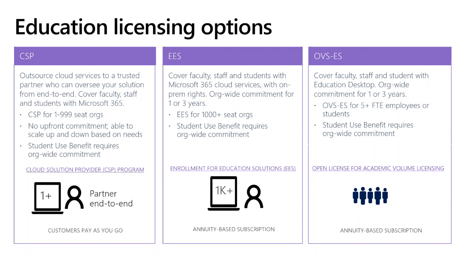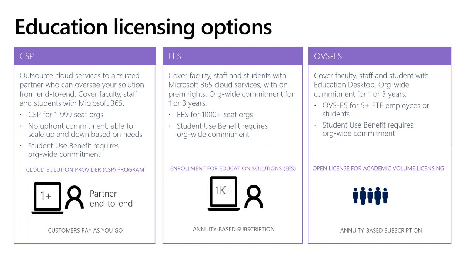CSP, which we will see has no minimum requirements and no commitment, so it is available for any academic institution to purchase through. You can see there that it's between 1 and 1,000 plus seats. EES, which is available through our LSPs, our licensing solution partners, and stands for Enrollment for Education Solutions. And this is aimed at institutions that want to commit and meet the minimum entry level of 1,000 or more seats.